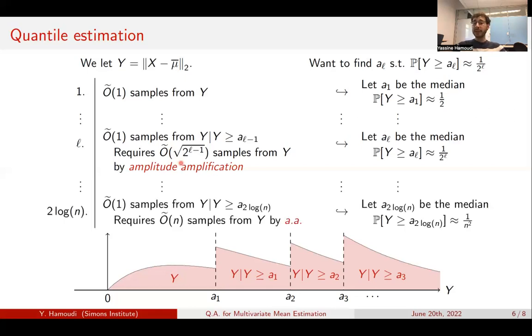So the total complexity, when we arrive at the very last quantile value, will be on the order of n, because the probability of the last event is about 1 over n squared. So this is the right order of magnitude. And this has to be multiplied with the total number of steps, which is logarithmic by definition of how many quantiles we are considering. So this is it for the description of the estimation of the quantile values.